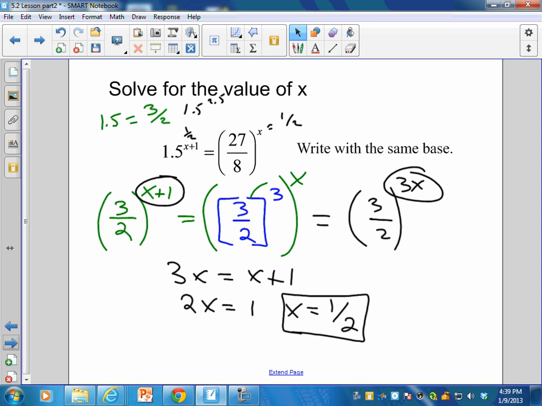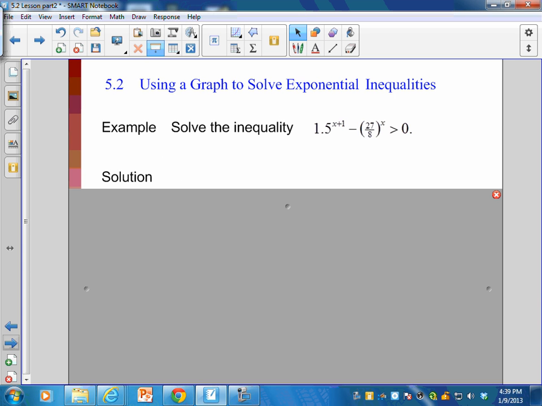And it's the problems in the book, this would be like one of the hardest ones in this one. So try those. If you have trouble in class, we can go over it in class. Inequalities, graphing to solve inequalities.